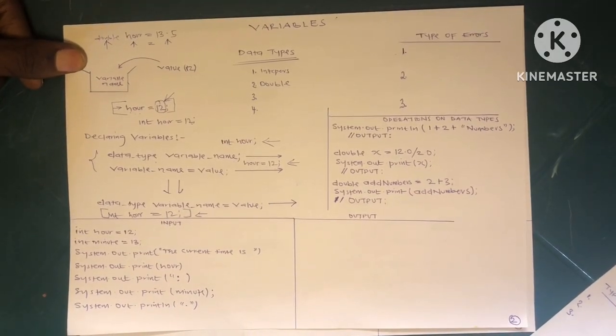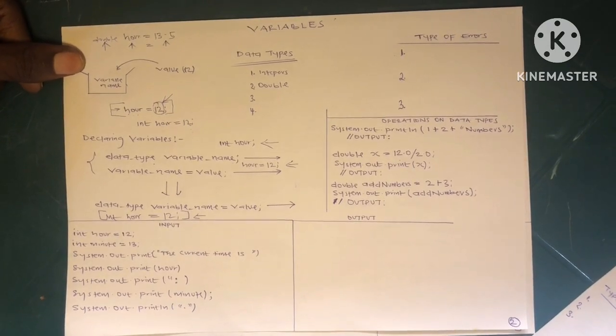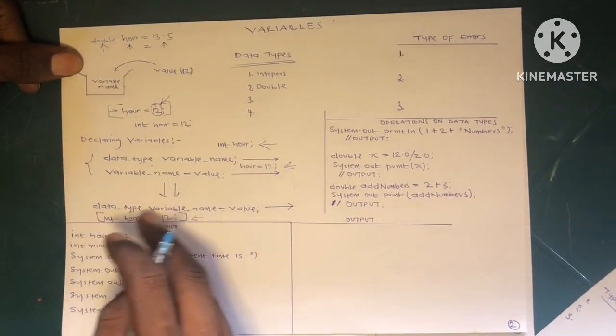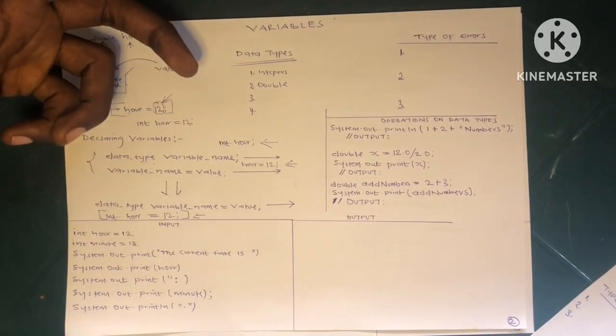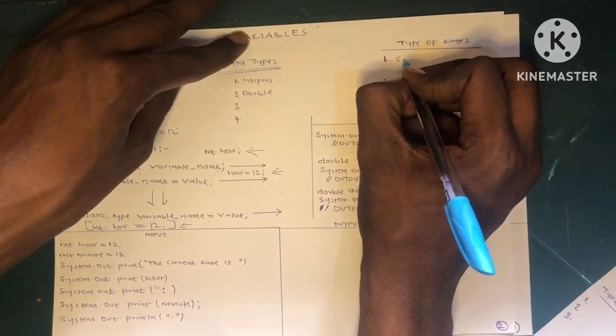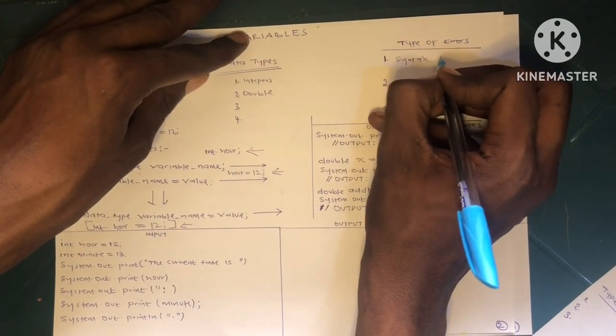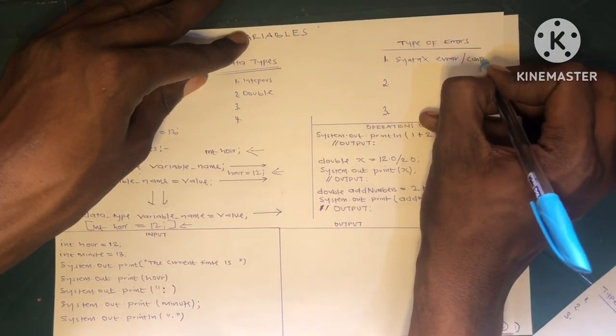All right. Now, before I discuss what this program actually does, I would love to discuss the types of errors we have in Java. So we have basically 3 types of errors. The first type of error is called the syntax error. Now, the syntax error, or rather a compile error, it's either called a syntax or compile error.